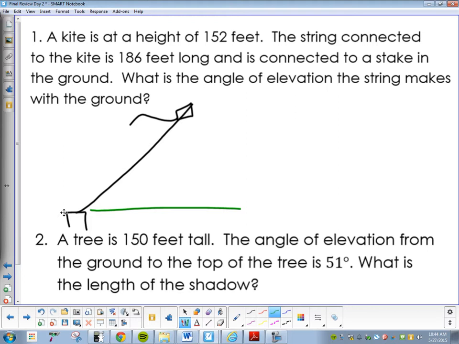Do we see a triangle formed? Okay, we've got a string, or a kite blowing in the air. I've got the height, and I've got the ground. Jasmine, what's something I can label here? Which color line? The black. The blue line is the height. What is 152?